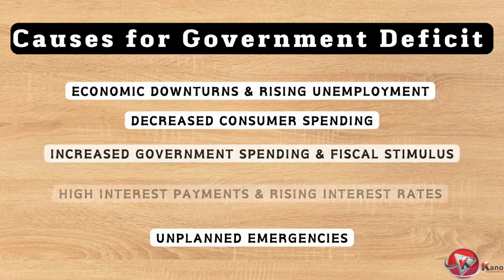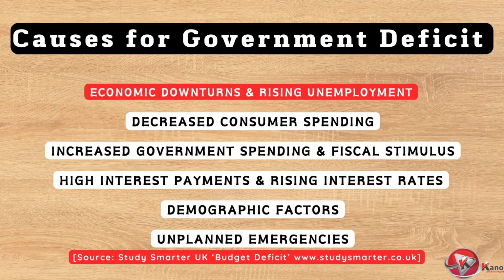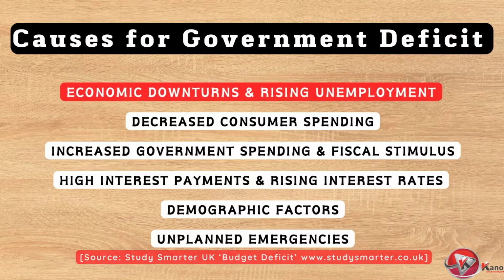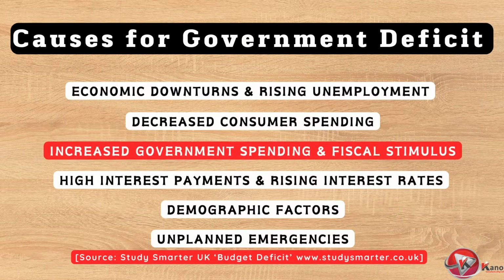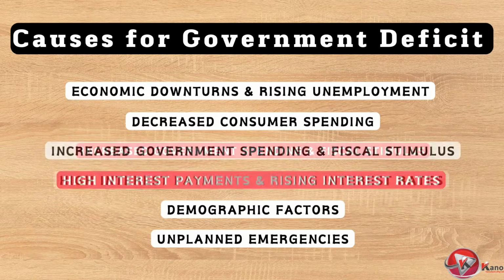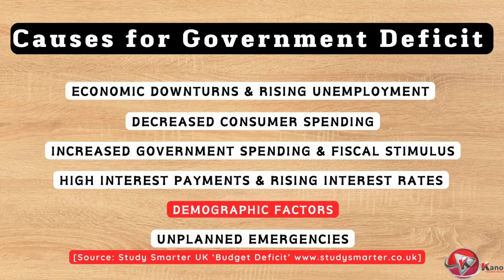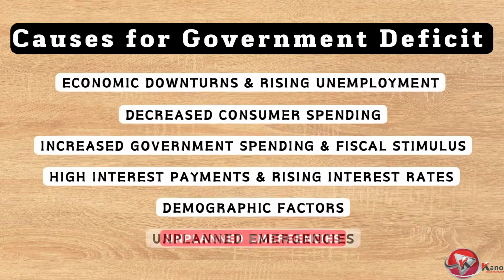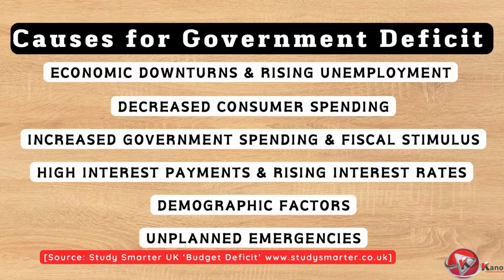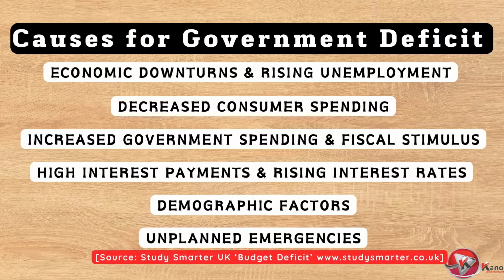In summary, a government deficit can be caused by a number of factors, including economic downturns and rising unemployment, decreased consumer spending, increased government spending and fiscal stimulus, high interest payments and rising interest rates, demographic factors, as well as unplanned emergencies. Recognizing and addressing these factors can help governments manage their budgets more effectively and maintain fiscal stability.